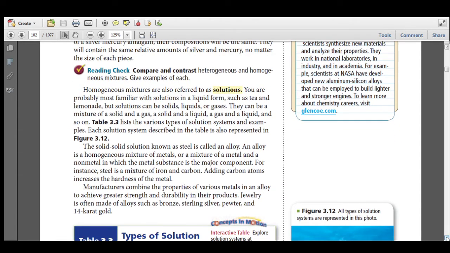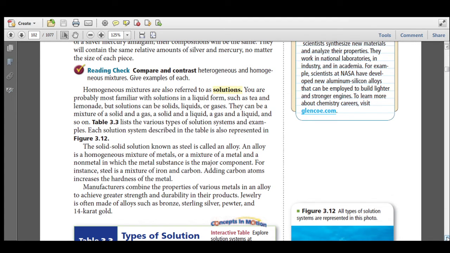Homogeneous mixtures are also referred to as solutions. You are probably most familiar with solutions in a liquid form, such as tea and lemonade, but solutions can be solids, liquids, or gases. They can be a mixture of a solid and a solid, a solid and a liquid, a gas and a liquid, and so on.